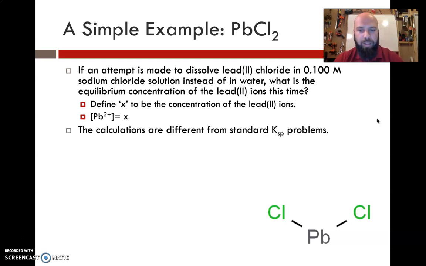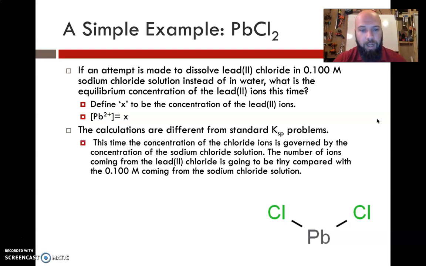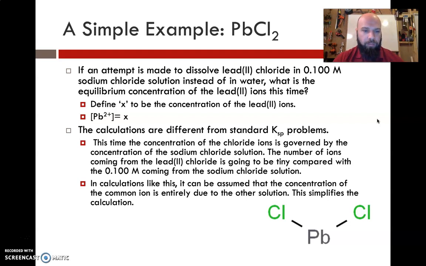The calculations are different than the standard KSP problems because you have a common ion. In calculations like this, it can be assumed that concentrations of the common ion are entirely due to the solution. That simplifies this calculation. This is a fairly concentrated solution in comparison to lead chloride's KSP. So you can look at those numbers to make sure that that's the case.